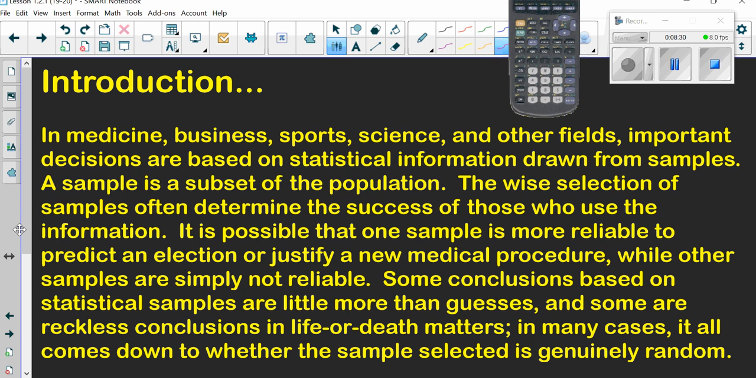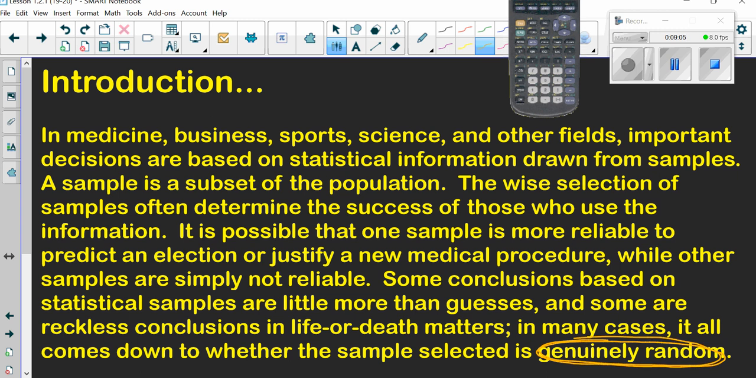It is possible that one sample is more reliable to predict an election or justify a new medical procedure, while other samples are simply not reliable. Some conclusions based on statistical samples are little more than guesses, and some are reckless conclusions in life or death matters. In many cases, it all comes down to whether the sample selected is genuinely random, and that's the most important thing. And that's been talked about a little bit, and it's going to be talked about more. But the idea that something is genuinely random is where you get your best results.